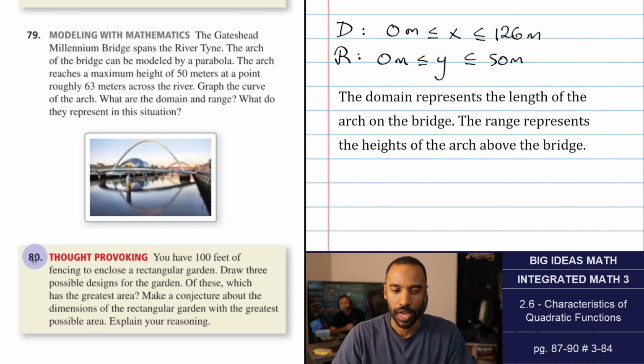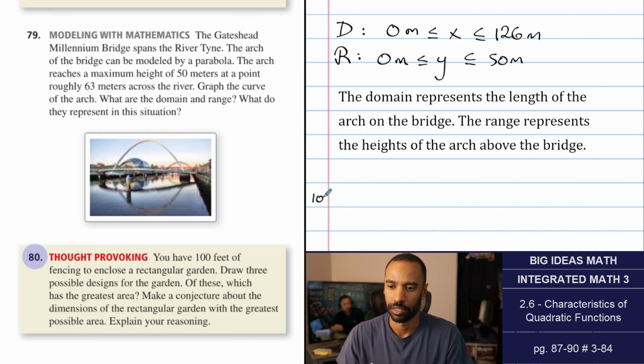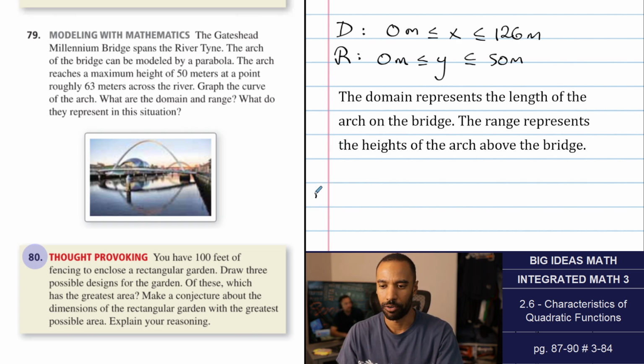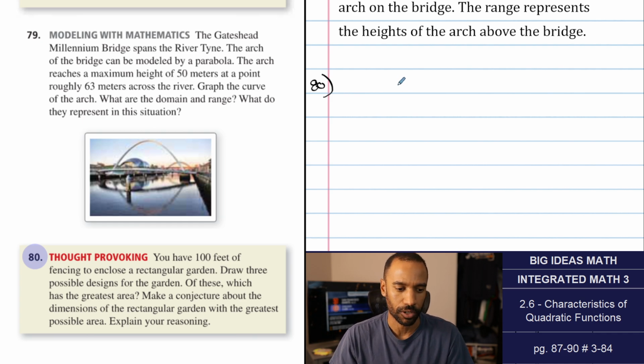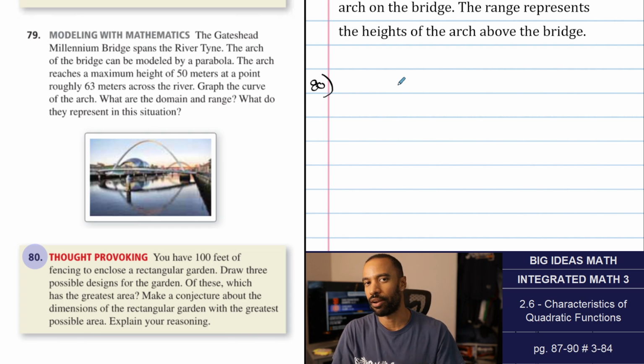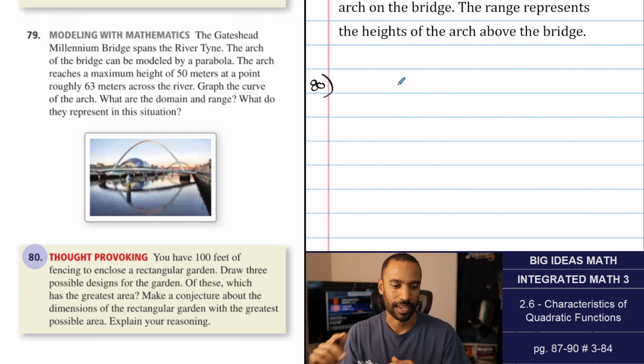Okay, number 80, thought-provoking. You have 80 feet of fencing to enclose a rectangular garden. Whoops, I don't want to put 100 there, I want to put 80. Draw three possible designs for the garden. Of these, which has the greatest area? Make a conjecture about the dimensions of the rectangular garden with the greatest possible area. Explain your reasoning. I kind of stated the answer before. The squarer your rectangle is, the more area there would be.